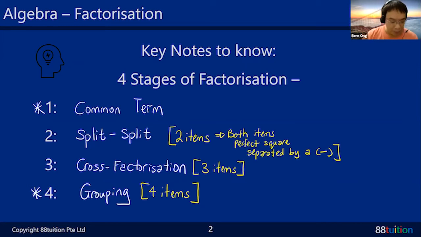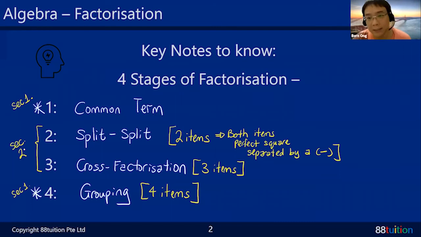So those starred ones are what you learn in Sec 1, and some schools teach grouping in Sec 1 also. So these two are definitely in Sec 2. For Sec 1 students, learning a little bit extra is good for you, so that when your teacher asks, how many stages of factorization are there? You know, there are 4 stages, and these are the 4. It's always good to learn something extra.